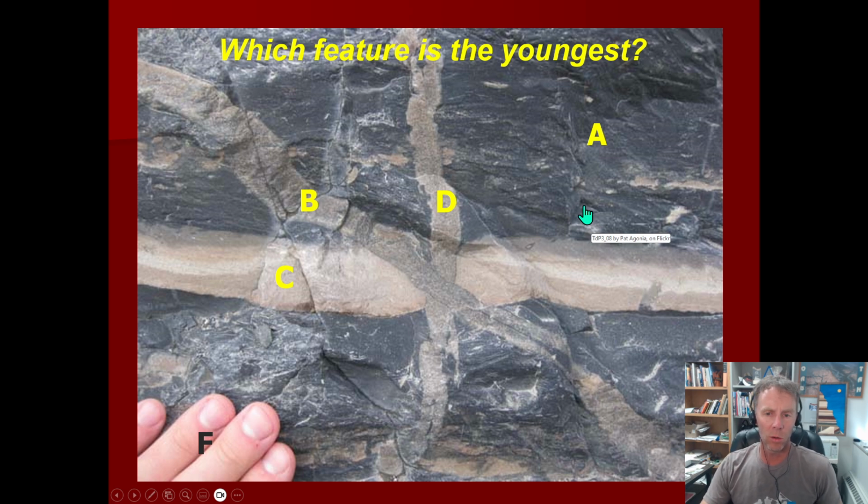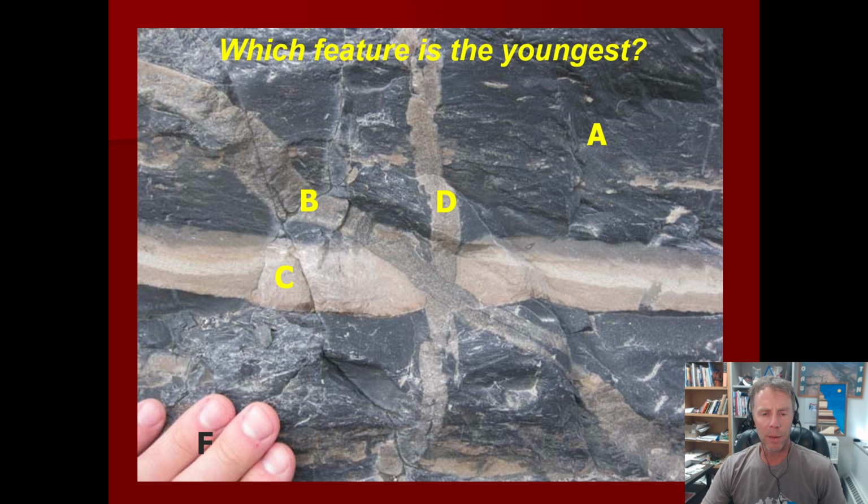Okay, last one here. This is a photo. And let me see if I can walk you through it here. What you're looking for, oh, I actually made a mistake on this one. Let's ignore F in the hand there. Let's just do A, B, C, D. So which is the youngest feature? We have A, which is the gray rock here. B, which is this feature here. C is this light colored feature here. And then D is this feature that goes up and down through here. So which of those four, ignore the hand and the letter there, sorry about that little typo, is the youngest? Go ahead and pause the video if you need to.